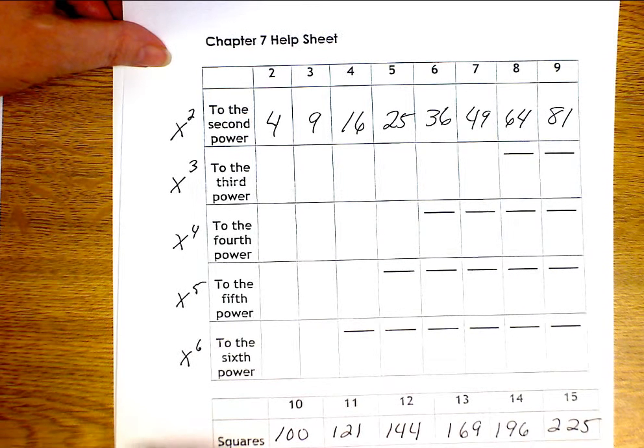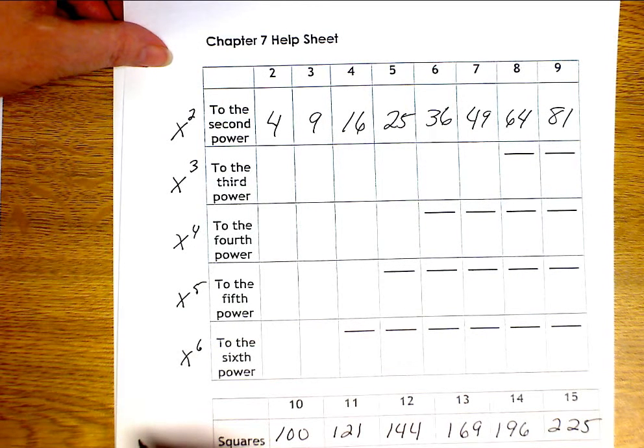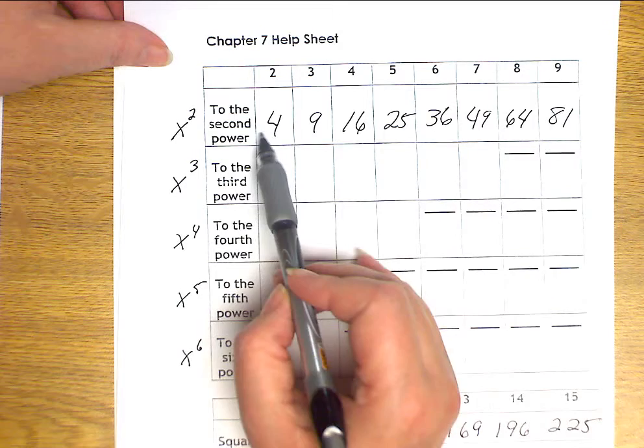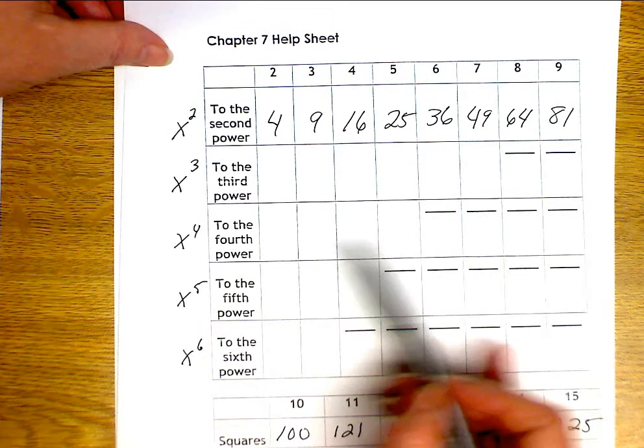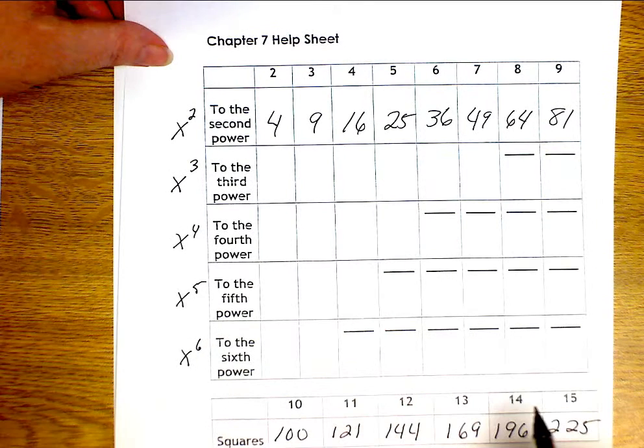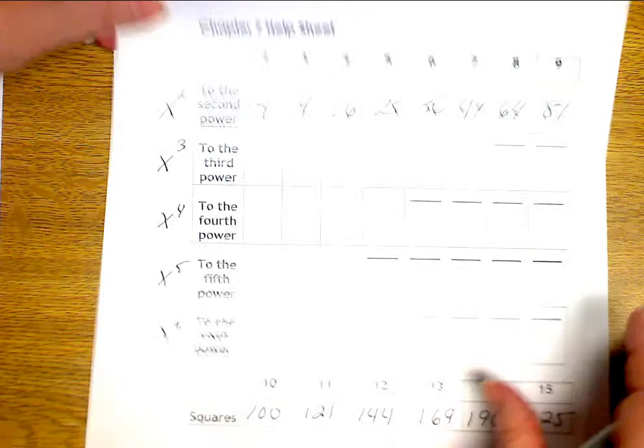All right. So when we talk about today, when I say one of the numbers has to be a perfect, it has to be in your squares. This is going to help you hopefully to get this done.